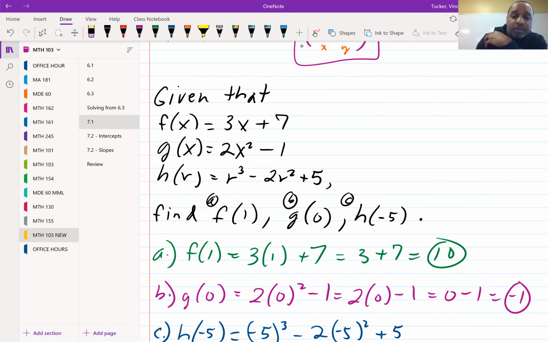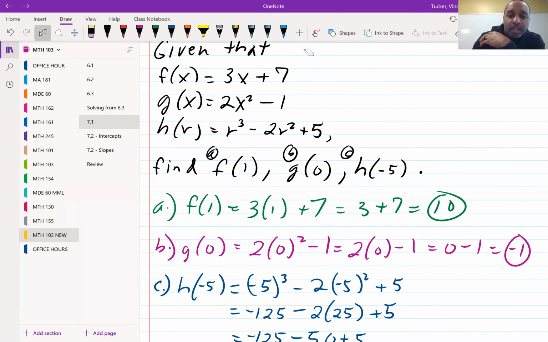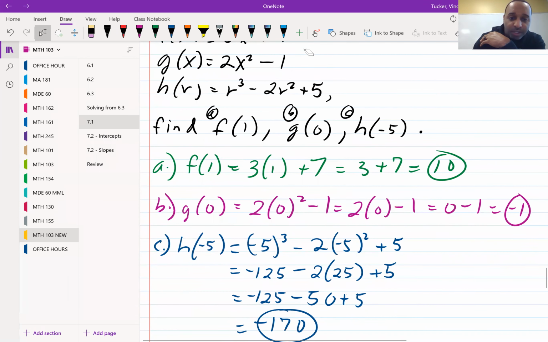And then for that last one, we're going to take -5 and plug it into h. That'll be -5 cubed, which is -125. -5 squared is 25. -2 times 25 is -50. Then -125 and -50 is -175. Plus 5 will give you -170. Questions, make sure we're okay.